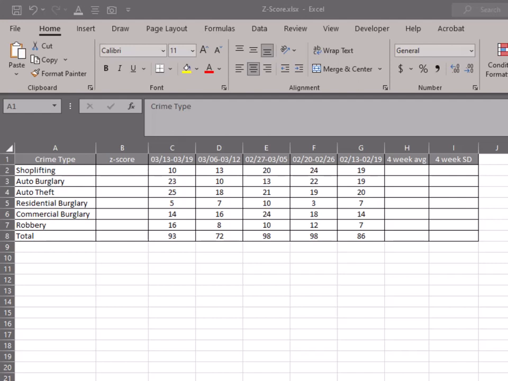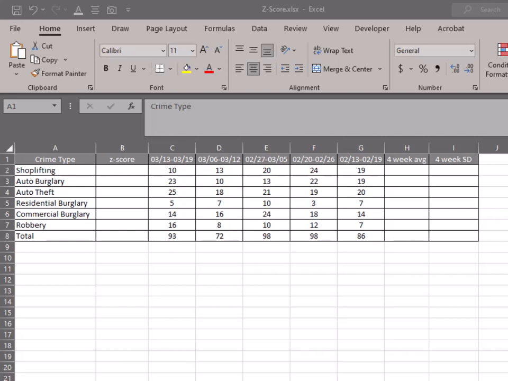So if you're not familiar with what a z-score is, it's a statistical measurement, and it describes a specific value you're looking at, its relationship compared to the mean of a group. So it's measured in standard deviations from the mean. That's still kind of convoluted.